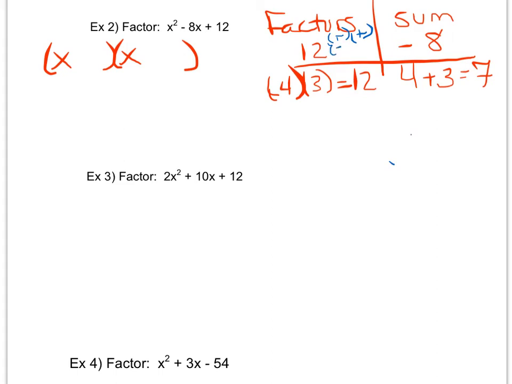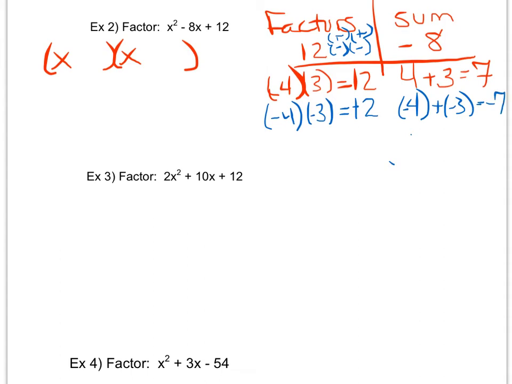Well, doesn't a negative times a negative also give me a positive? So what if I tried something like -4 and -3? Those both do give me a positive 12, but again, notice -4 plus -3 adds to be -7, so I'm close but still not right where I want to be.